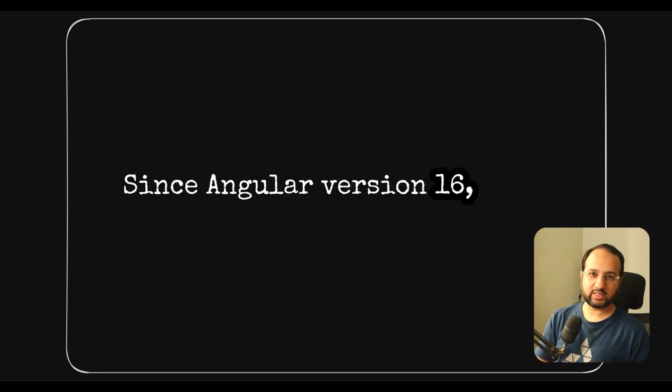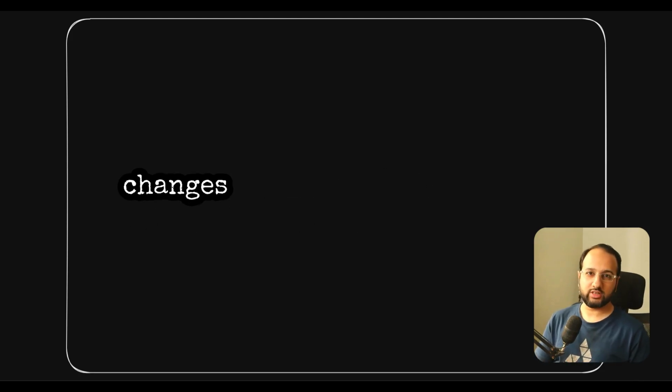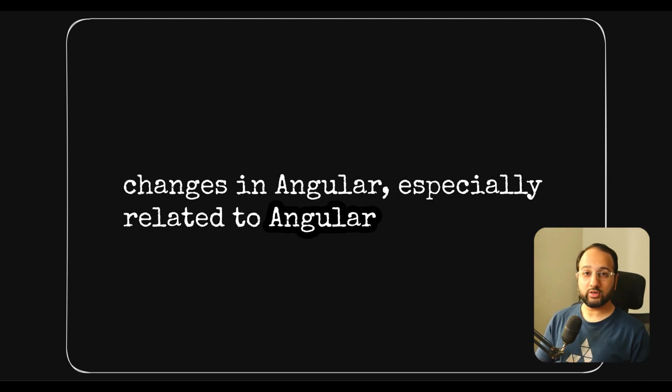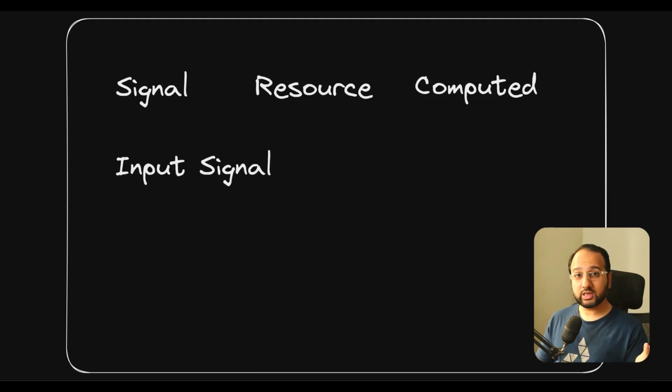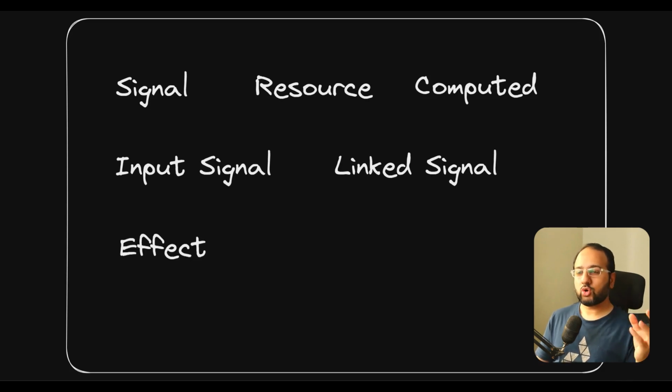Since Angular version 16, we have seen a slurry of new changes in Angular, especially related to Angular signals. So we have heard about a signal, and then we have heard about a computed, and then we also heard about a resource recently, and we also heard about an input signal. Then there was a linked signal, and then there are effects. So all of these primitives sometimes confuse us, and I have a hard time figuring out where to exactly use all of them.